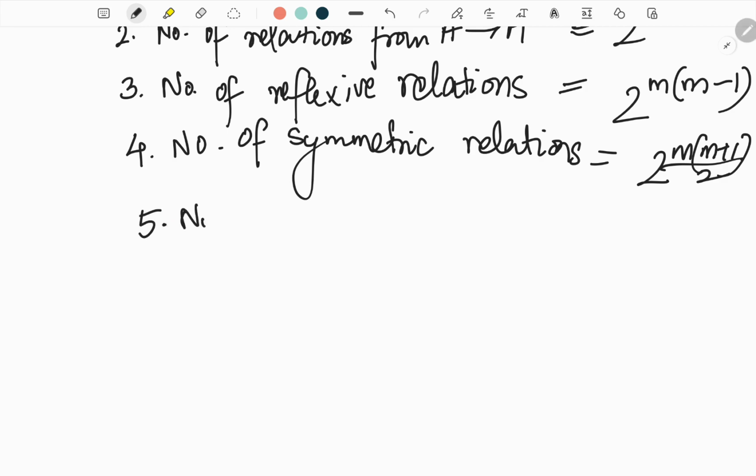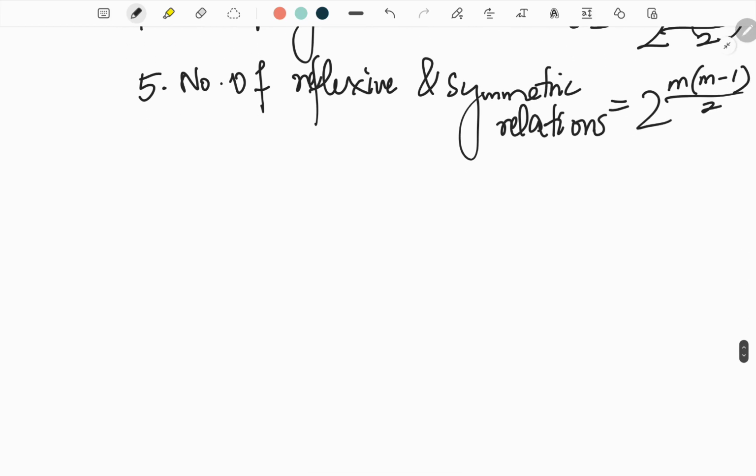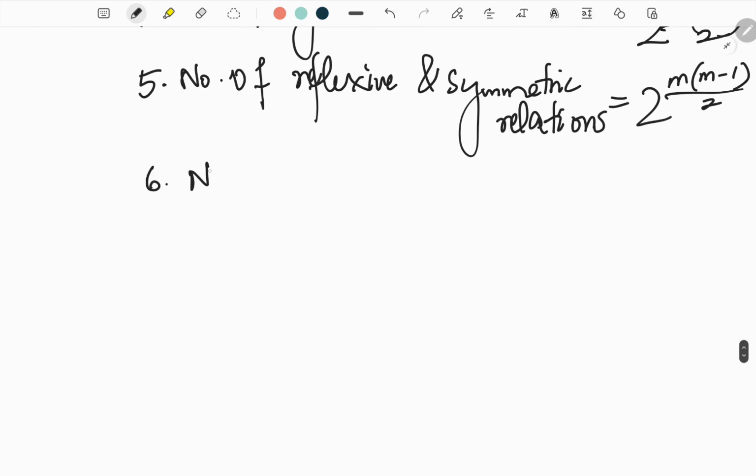Then the number of reflexive and symmetric relations will be 2 raised to M into M minus 1 by 2. Then we have to learn the number of transitive relations.